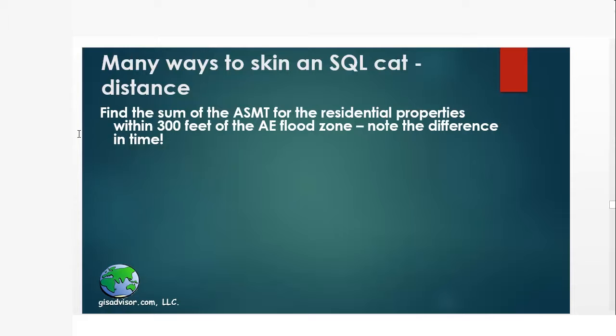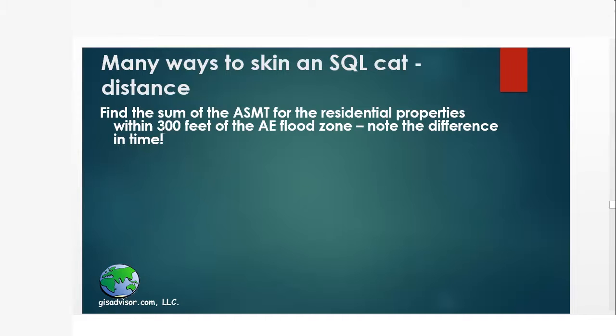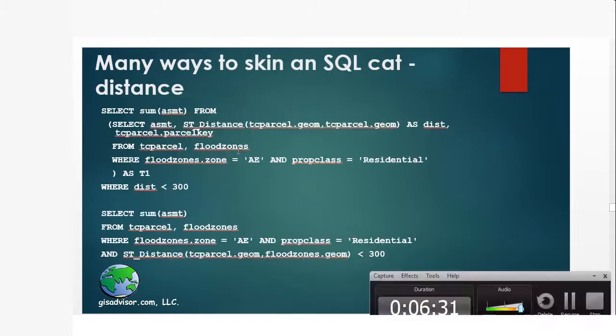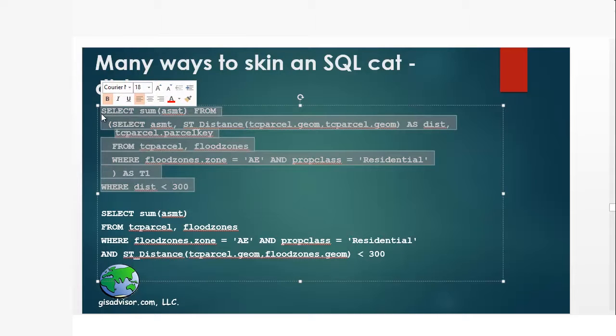Let's talk about what I would call many ways to skin an SQL cat, and looking at distance. What I'm interested in doing is finding the sum of all the assessment values for residential properties that are within 300 feet of the AE flood zone. This is something you might actually do, right? The mayor, the council, or someone says, I need to know how much property value is within 300 feet of the AE flood zone just for residential properties. So you're going to see there's not necessarily a right and wrong answer. There's many ways to get it, but some are more efficient than others.